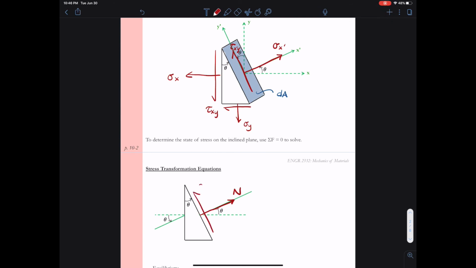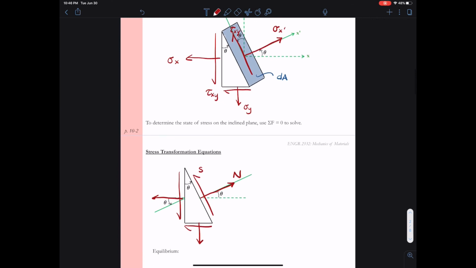So I'll replace my stress in the x prime direction with a normal force, N, in the x prime direction. I have a shear force, S, in the y prime direction. And then I'm just going to replace the other stresses with forces, and I'll label them F1, F2, F3, and F4. And so I'll just kind of work myself counterclockwise, F1, F2, F3, and F4. All right, so this now is a good free body diagram because I'm down to having my forces on this block.